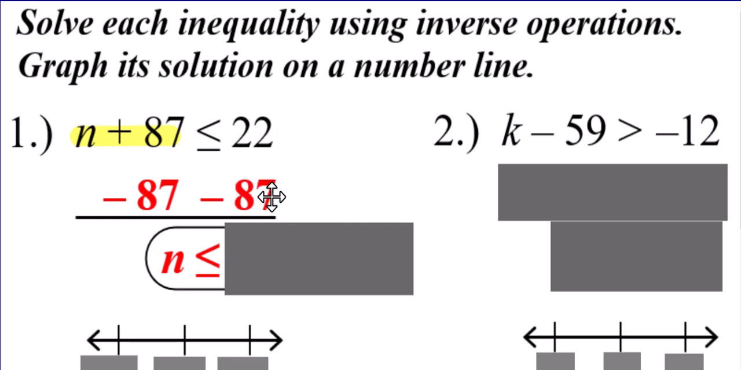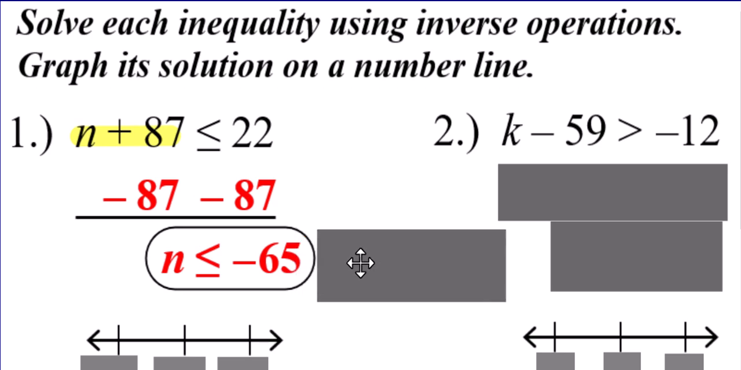22 take away 87. Anytime you have a smaller positive minus a bigger positive, that is going to put you in the negatives. If you want to make subtraction become adding the opposite, that's fine. That also will give you negative 65.